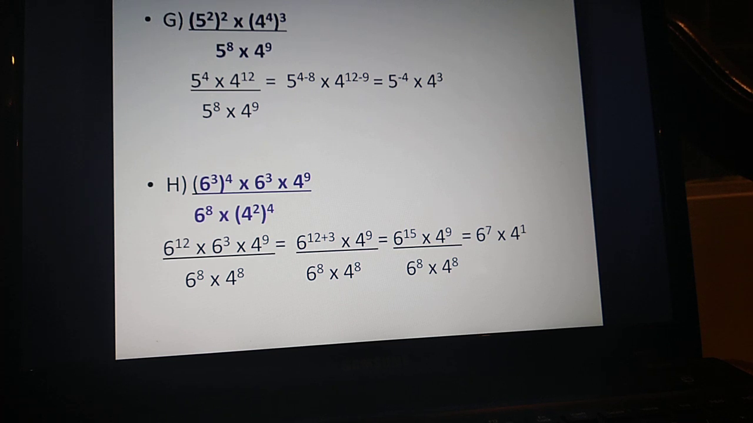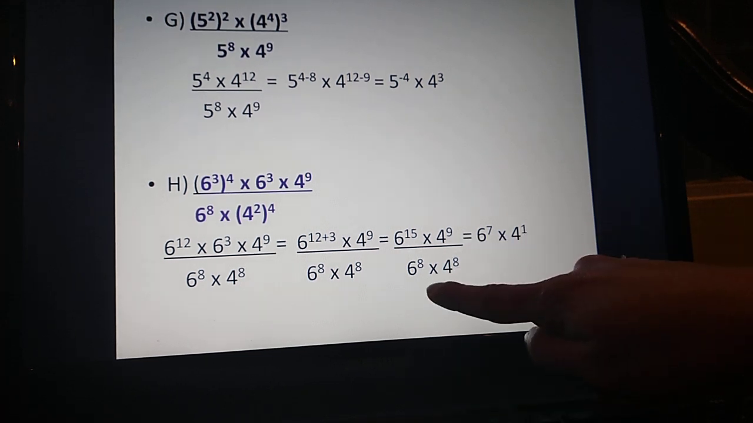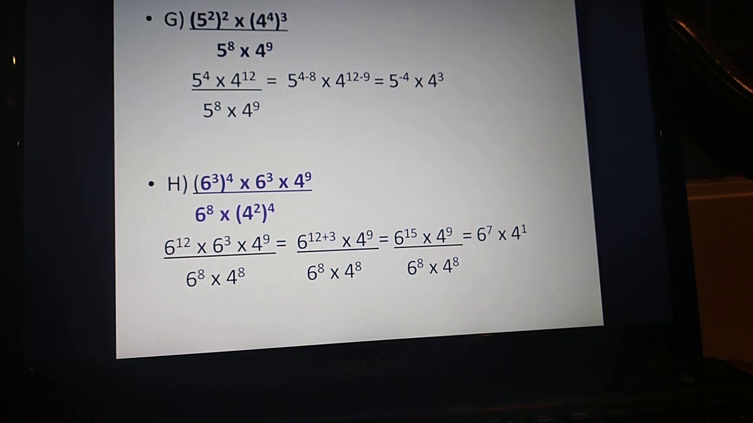Good. Now the 6 with the 6 in the numerator, we want to add them. 6 to the power 12 plus 3 becomes 6 to the power 15. Okay? Now 4 to the power 9 stays as it is. The denominator stays the same. Now look at this step, the one before the last. 6 to the power 15 is divided by 6 to the power 8.